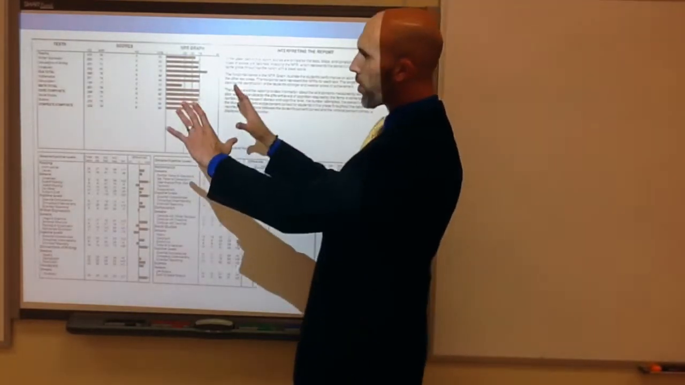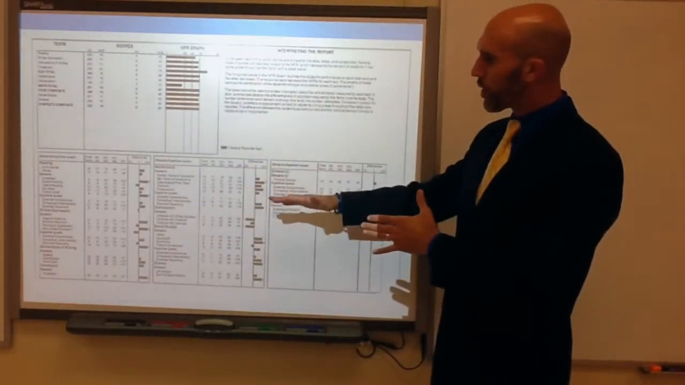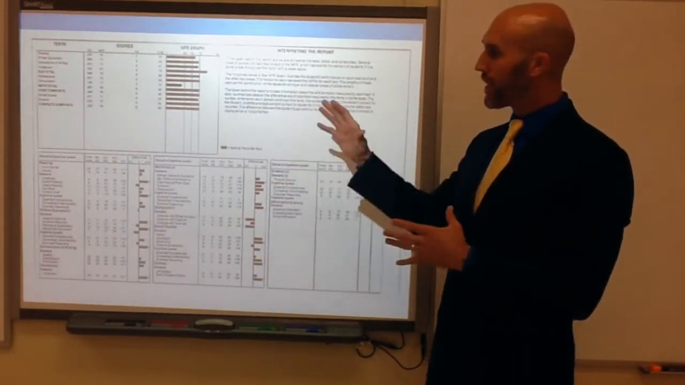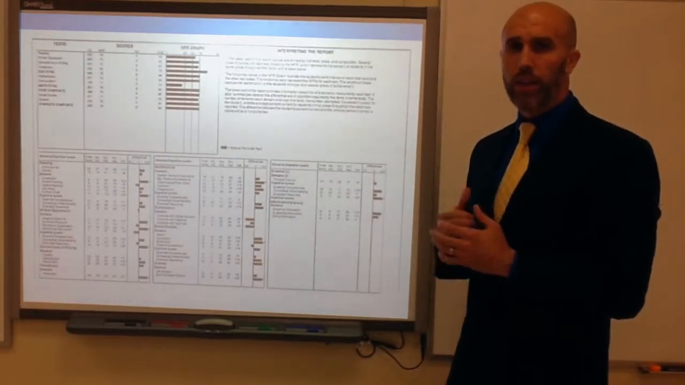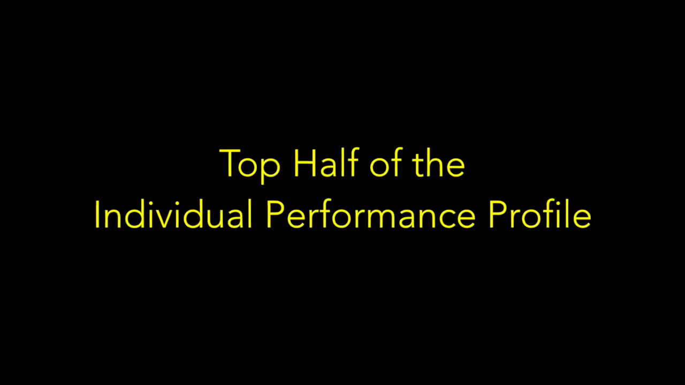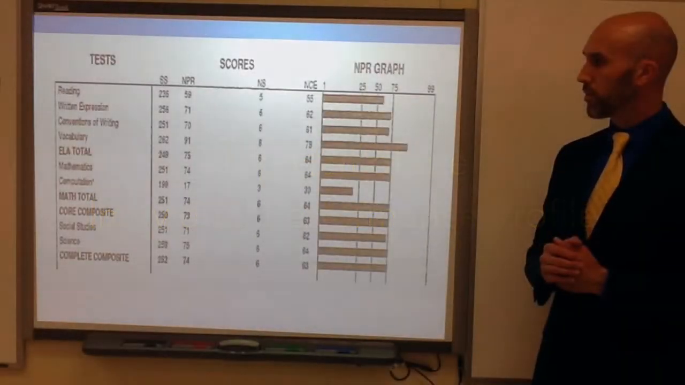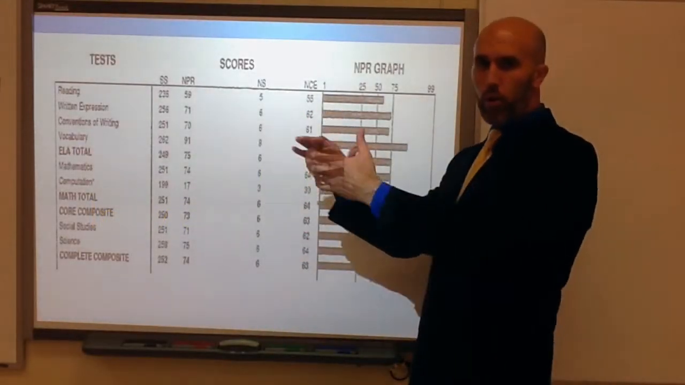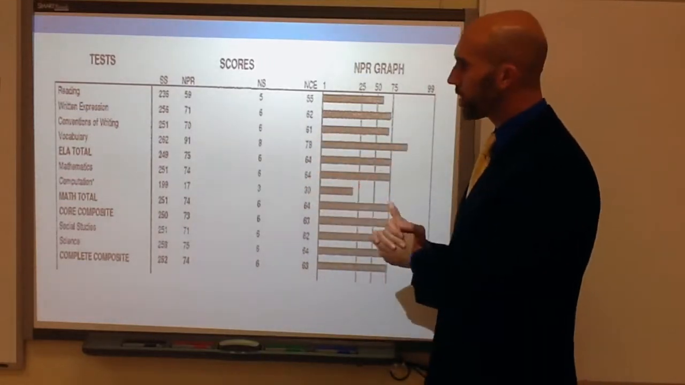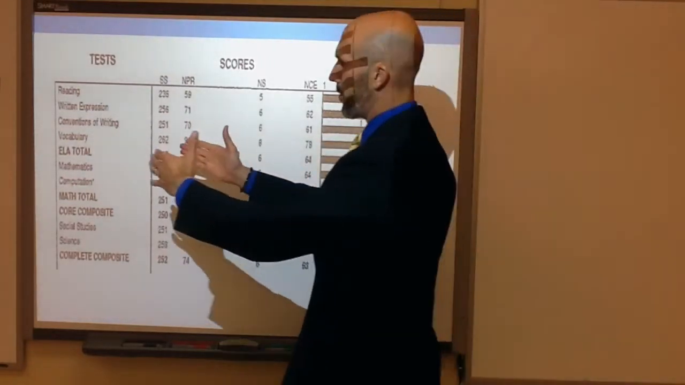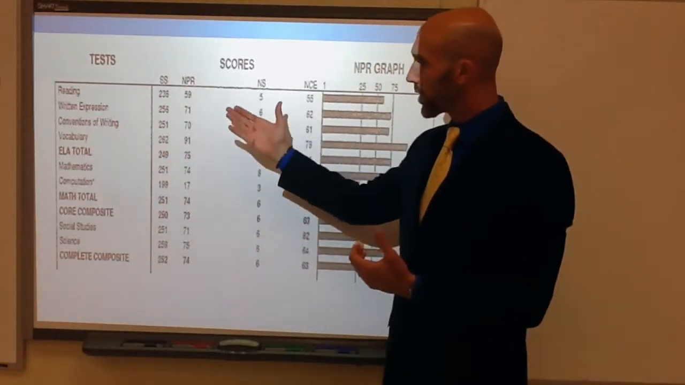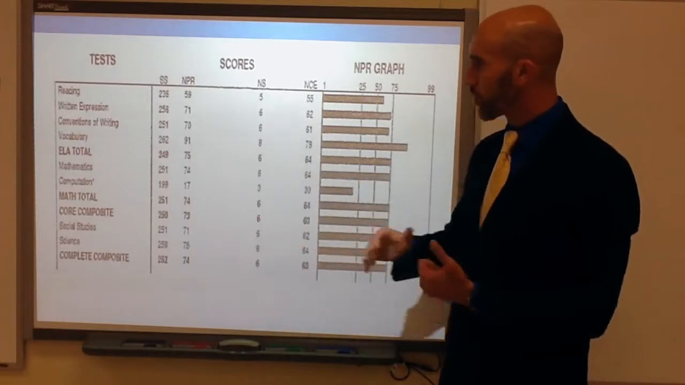The upper left-hand corner has a chart, and then down below, the bottom half, also has information, and we will tell you a little bit more about each of those two components of the individual performance profile. In the upper left-hand corner, which is where we'll start, this is a blown-up, zoomed-in version. You'll see the column off to the left has your tests, reading, written expression, conventions of writing, and so on and so forth.